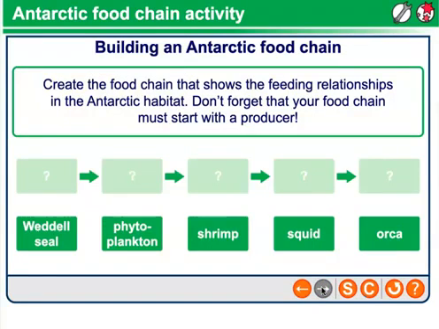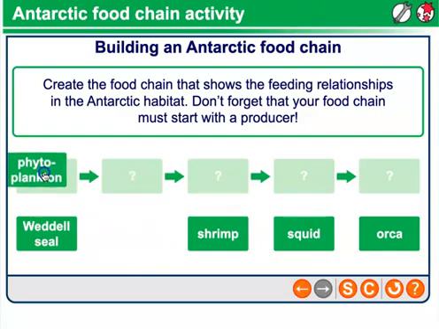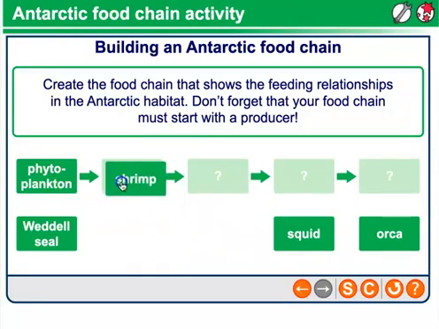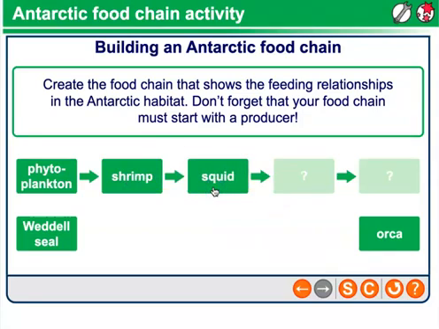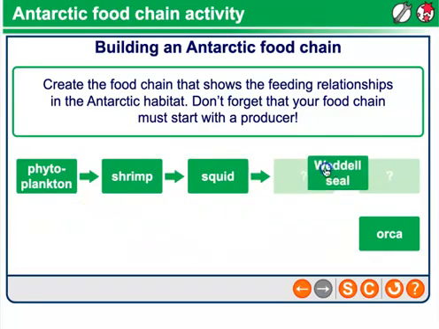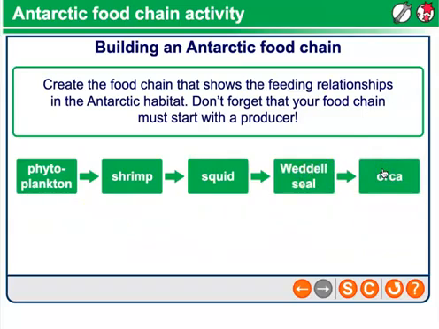So let's look at all of those examples and build our food chain. Well, we know phytoplankton are starting this ecosystem by going through photosynthesis. And then we said shrimp were going to consume that phytoplankton. Even though they may eat a variety of other things, the majority of their time is spent eating phytoplankton. Squid are going to eat shrimp. The Weddell seal is going to eat the squid, and orca are going to eat the seal.